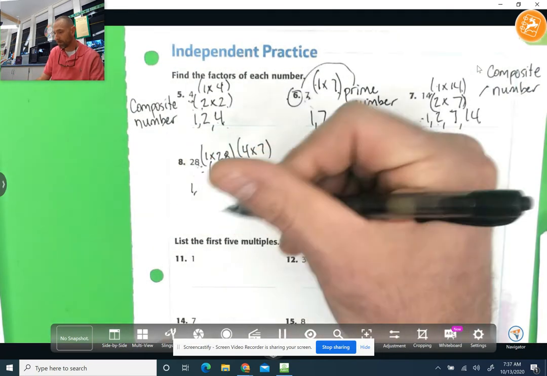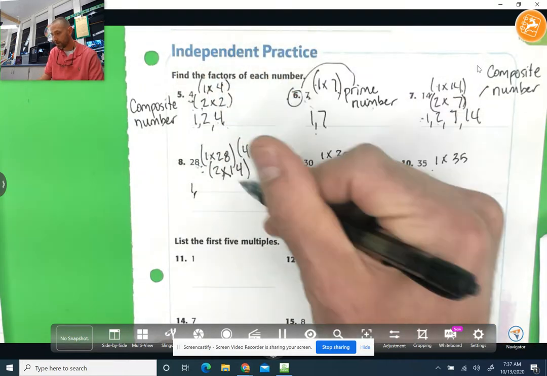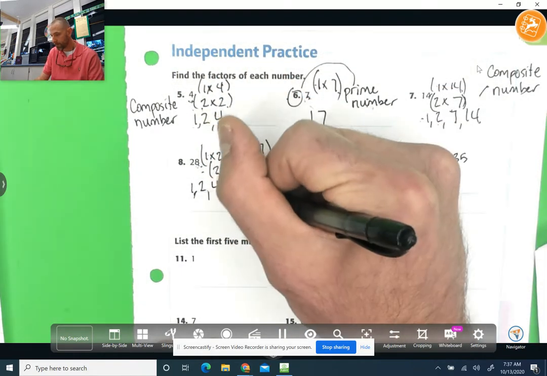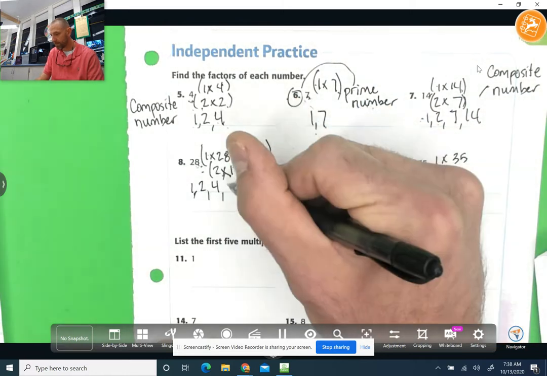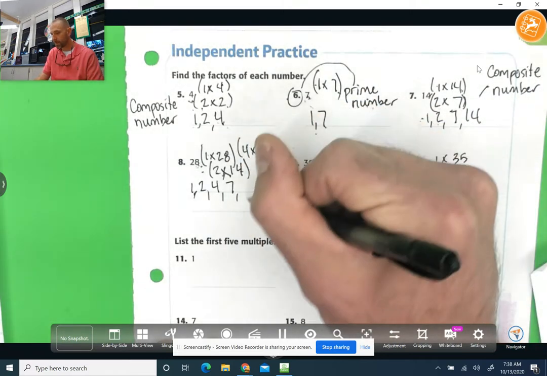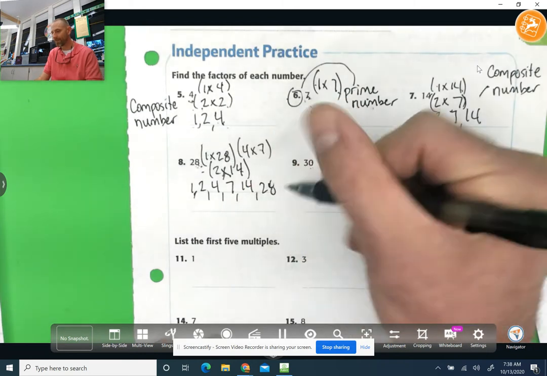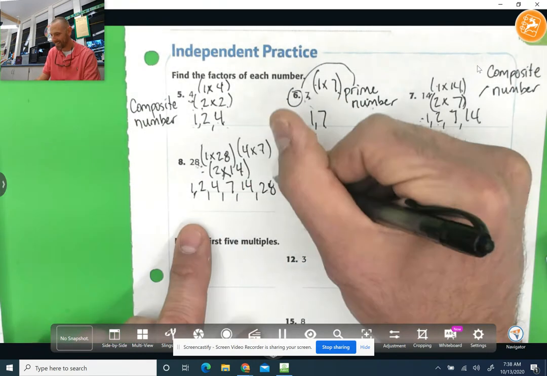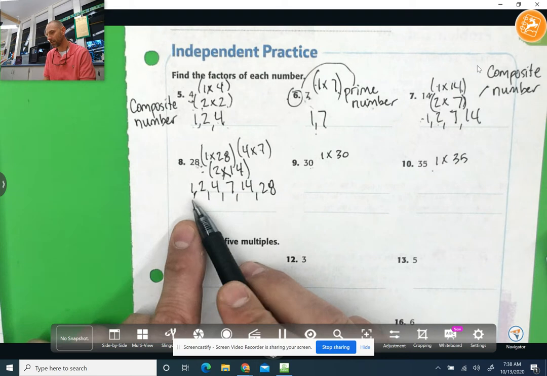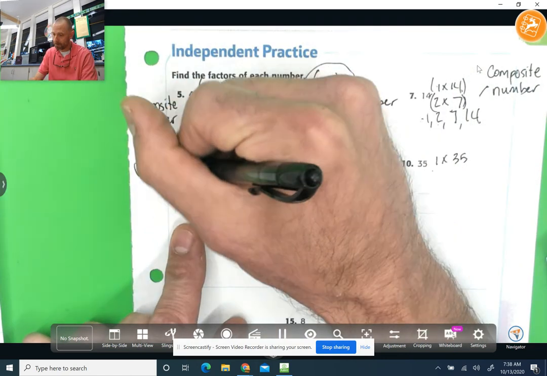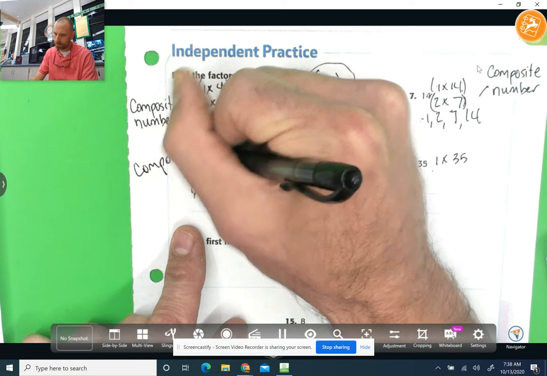So we have 1, 2, 4, 7, 14, and 28. That was a good list of numbers right there. Going on a fact hunt looking for these factors. 28 is definitely a composite number.